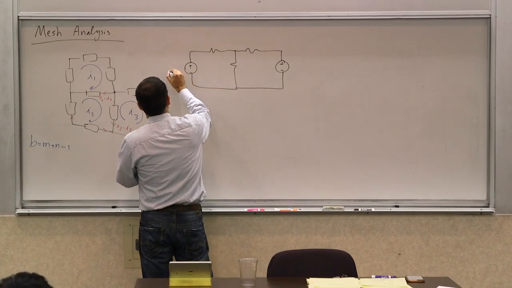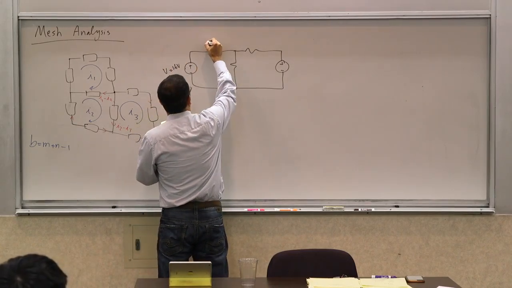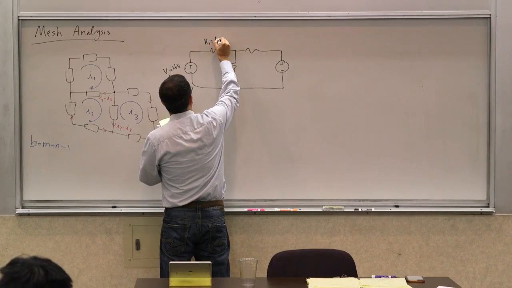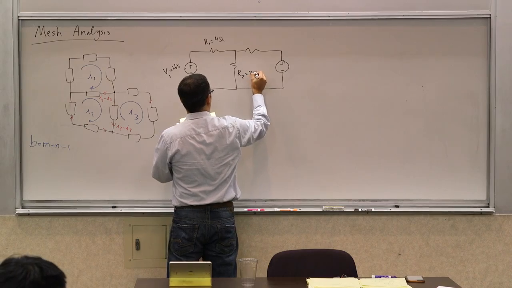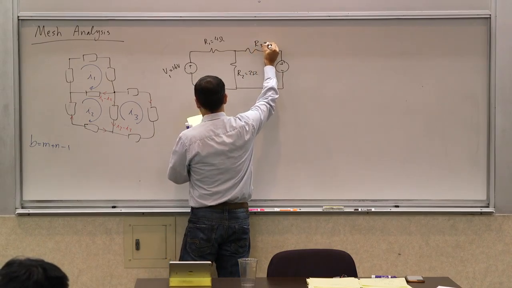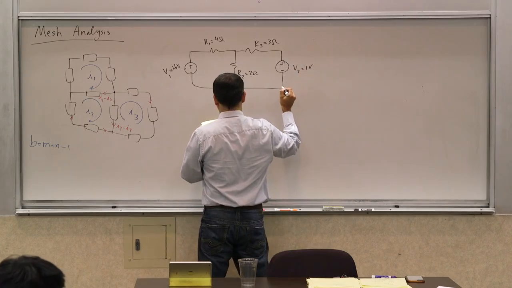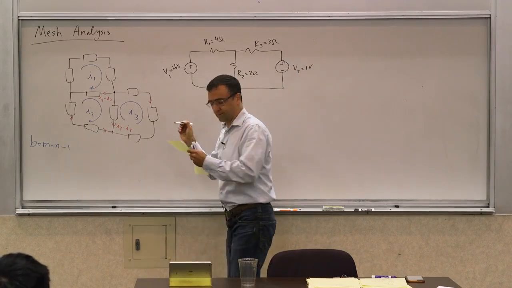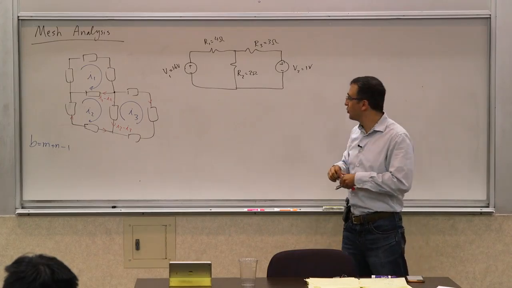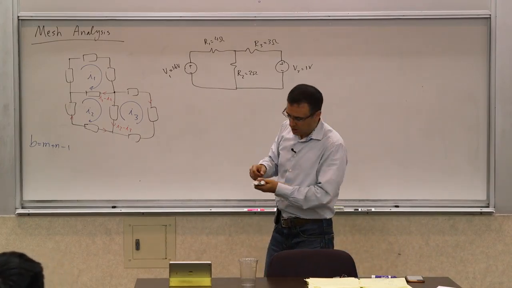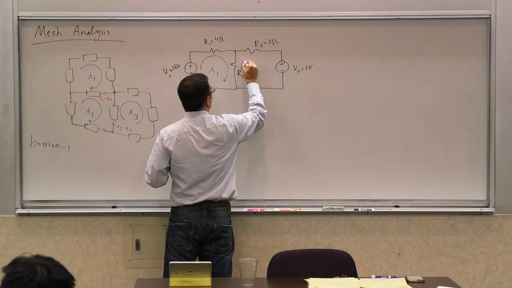Another voltage source, let's call this V1, 16 volts, R1 of 4 ohms, R2 of 2 ohms, and R3 of 3 ohms. V2 is 1 volt, and that's it. So how many meshes do we have? Two. So we need to define two mesh currents. The mesh currents that we define, you can call this I1, and this I2.